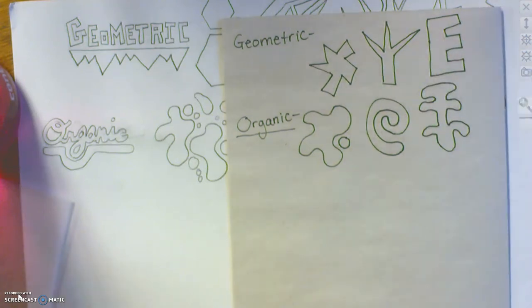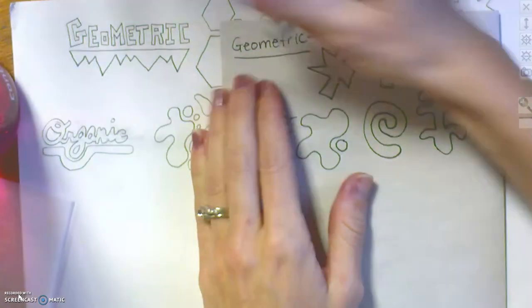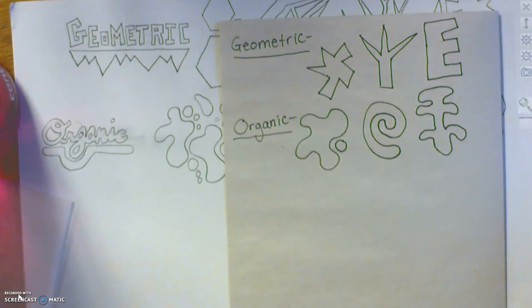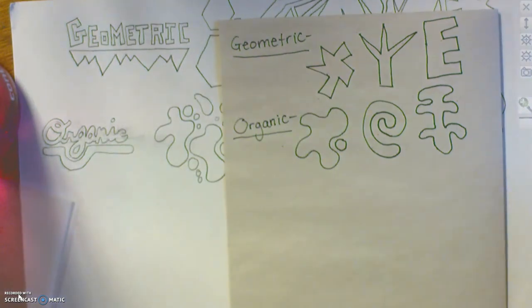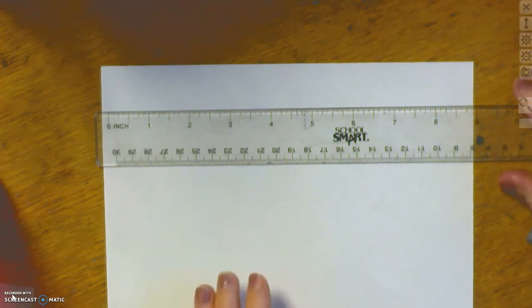Okay, that's all you have to do. 3 examples of geometric, 3 examples of organic. So while you're practicing those, you can pause the video. When you unpause it, I'm going to show you guys how to start your final. Okay, so once you have practiced your geometric and your organic shapes, you're ready to start your final.